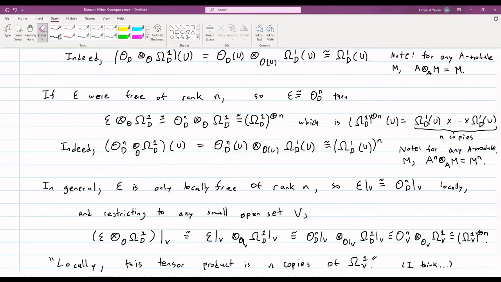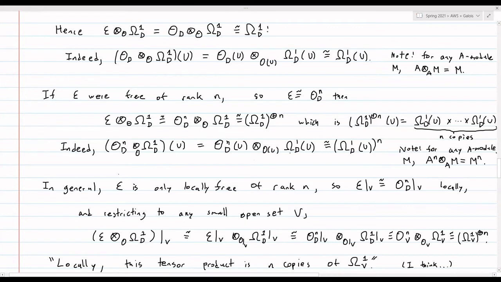It's good. Okay. But in general, we don't have a free sheaf of rank n or a free sheaf of rank 1. What we have is a locally free sheaf of rank n, right? So what that means is for each point in my domain, there is a small open set V such that my locally free sheaf restricted to that open set V looks like OD to the N restricted to that open set V.